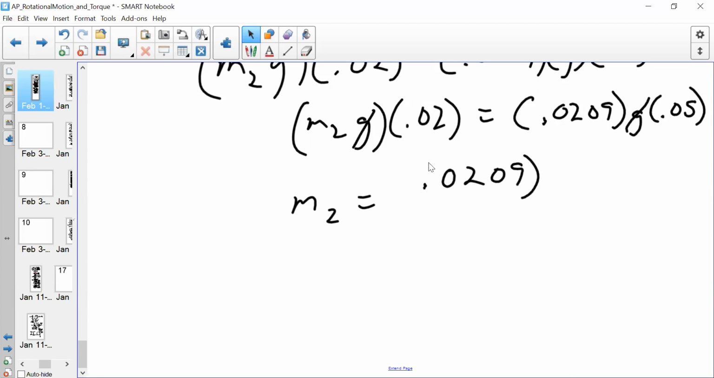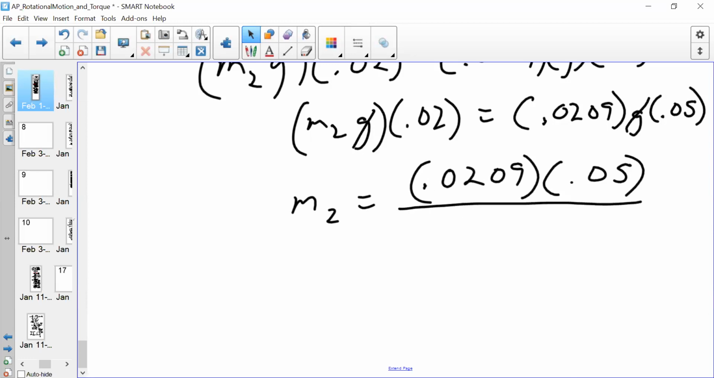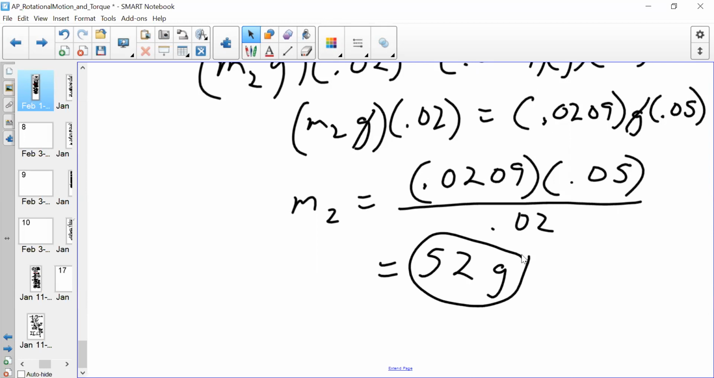0.0209 times 0.05. Divide that by 0.02, and that's going to be roughly 52 grams. So mass 2 is 52 grams. Using the same logic as before, and then going on to mass 3.